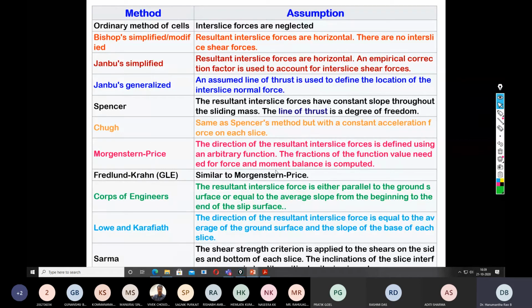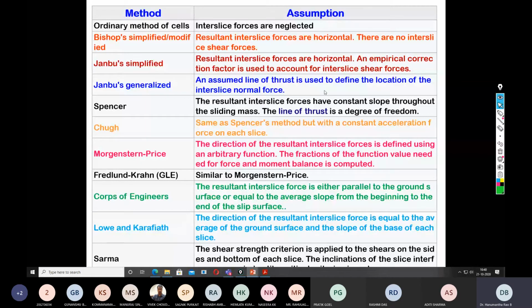The fractions of the function value needed for force and moment balance are computed. So Fredlund and Krahn, in fact, both the methods are the same. Then the Corps of Engineers: the resultant interslice force is either parallel to the ground surface or equal to the average slope from the beginning to the end of the slope. Then Lowe and Karafiath: the direction of the resultant interslice force is equal to the average of the ground surface and the slope of the base of each slice. Sharma's method: the shear strength criterion is applied to the shears on the sides and bottom of each slice.